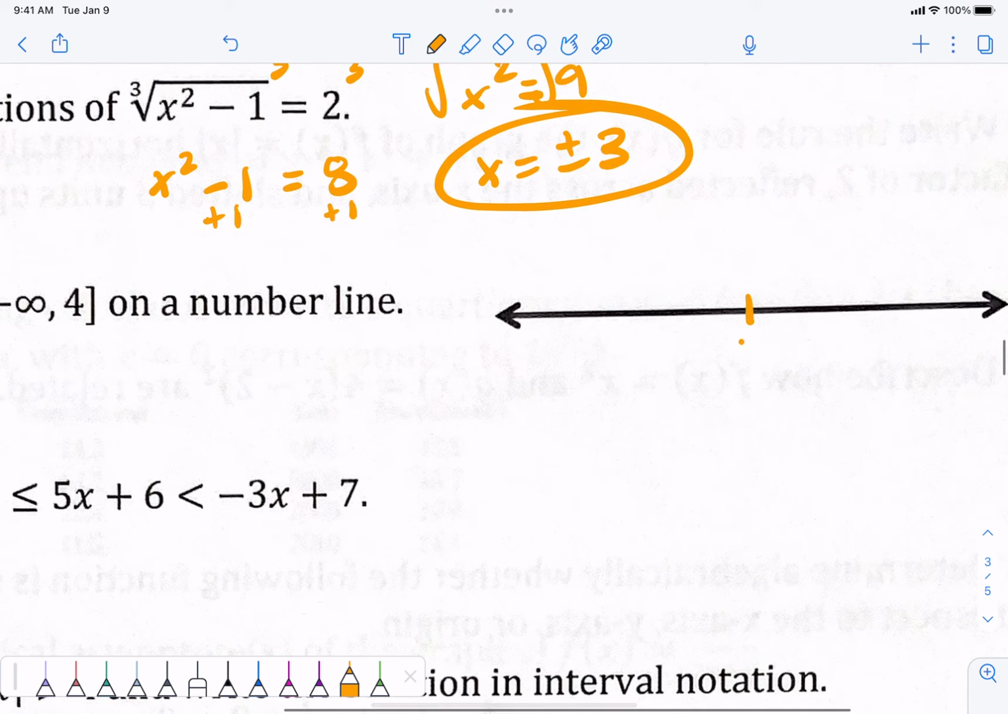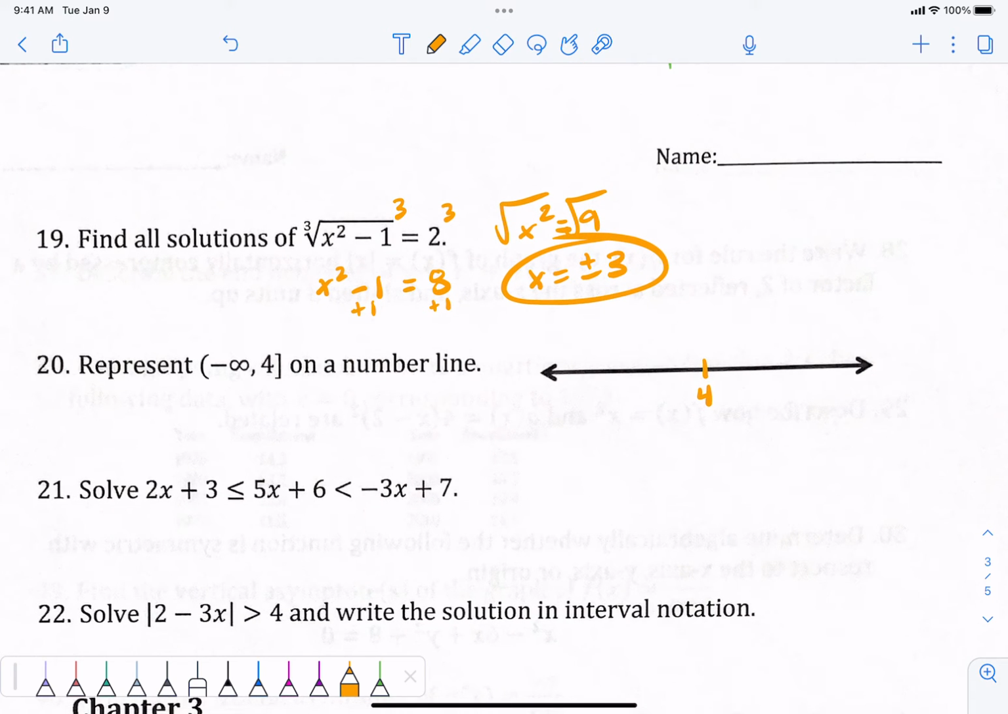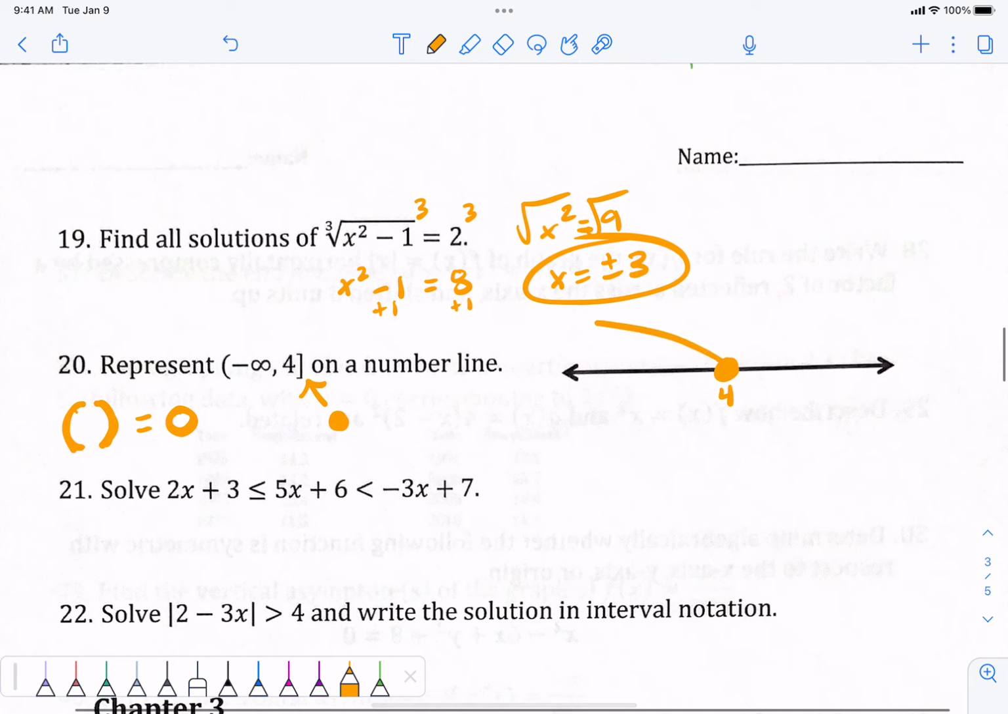Okay, so let's put a 4 here. Now what? Close circle and make an arrow and make it go left. Why is it closed? Because of a bracket. Parenthesis equals open circle. And which way does it go? Left. Everything to the left.